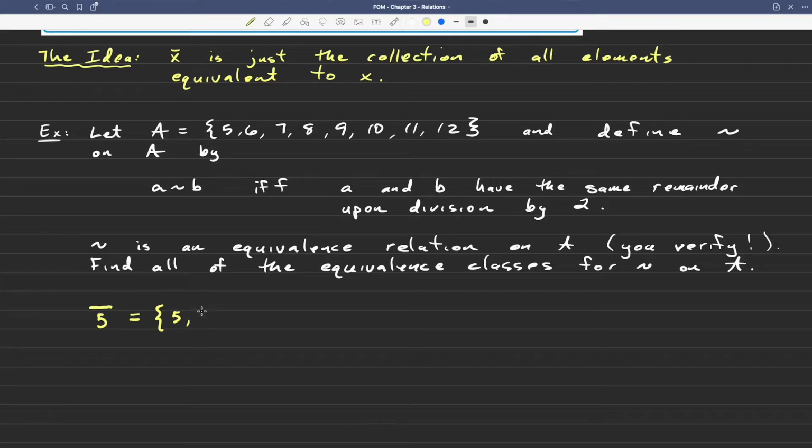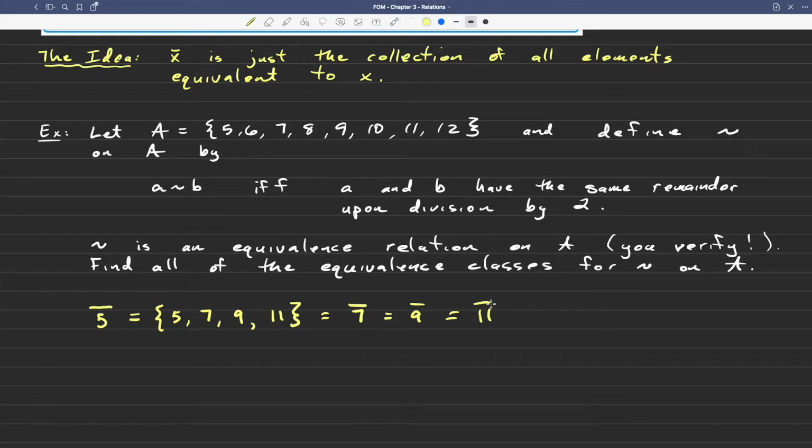So 5, 7, 9, and 11. And also, notice that if I take any individual element in this equivalence class, let's say 7, and look at its equivalence class, I'm going to get exactly the same equivalence class. This is the same as 7 bar. 7 bar are all the things that have the same remainder when you divide by 2. That's what you get with 7. So 7's remainder is 1 when you divide by 2, and these are all the elements that have the remainder of 1. So likewise, this is the same as 9 bar, and it's the same as 11 bar.